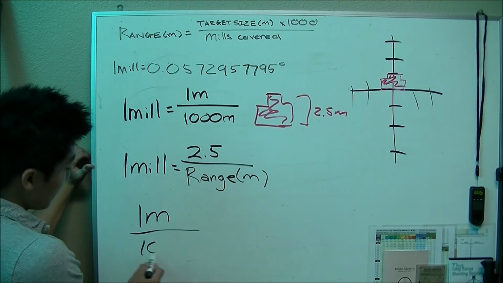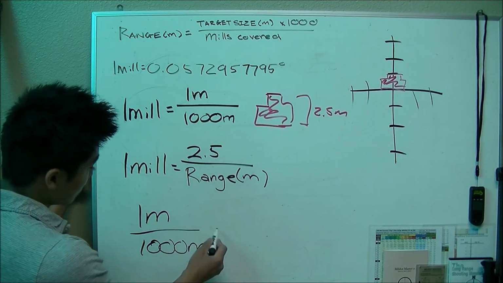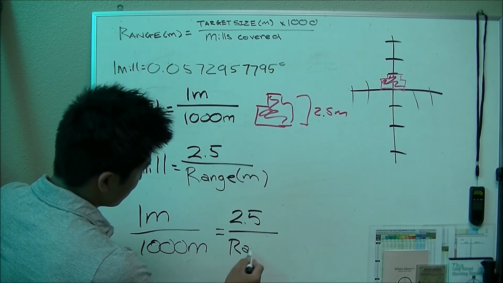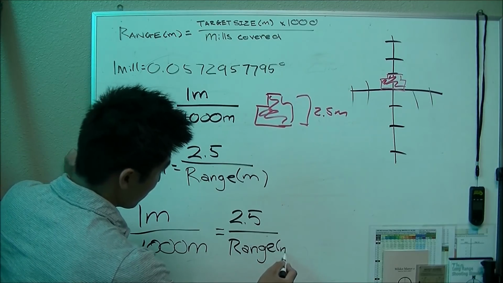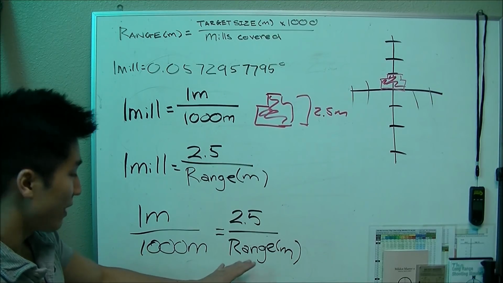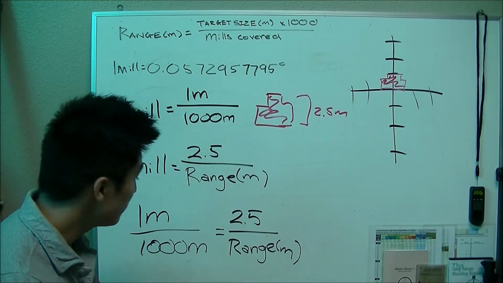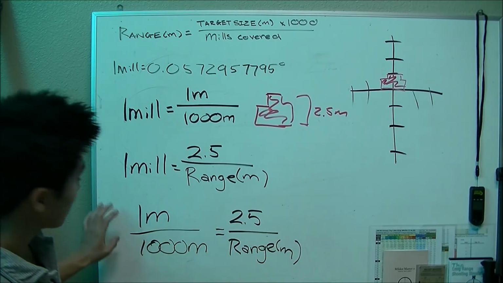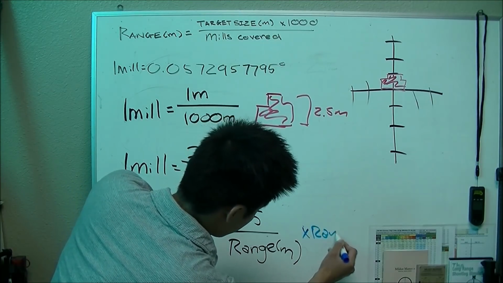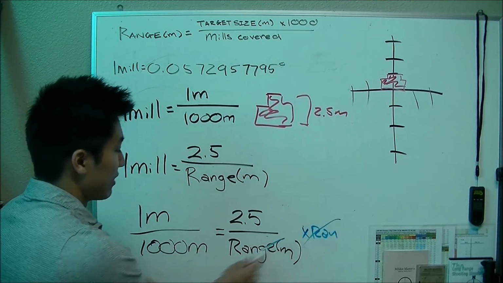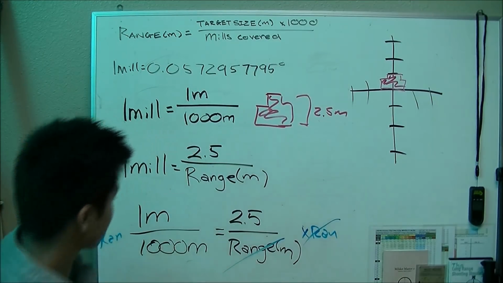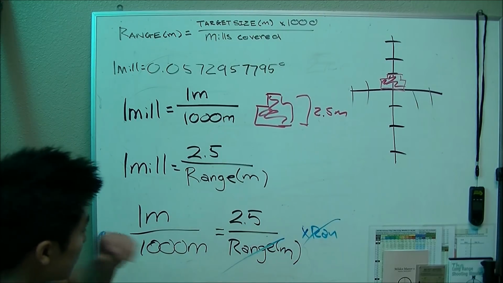1 meter over 1,000. Right? 2.5 over range in meters. And when we want to find the range in meters, all we have to do is multiply each side by range in meters and range in meters, and then it will cancel it out. So it'll be range, short for range, just like that. And okay, so then there we go.